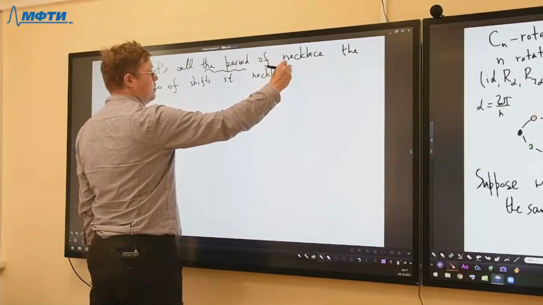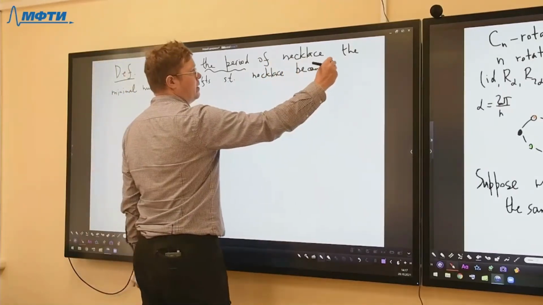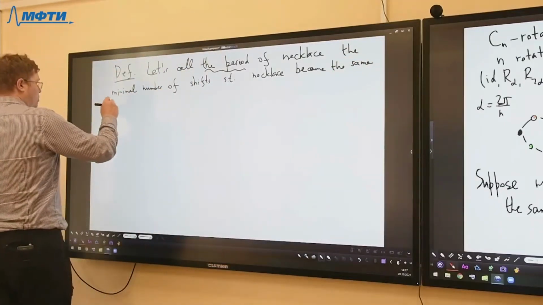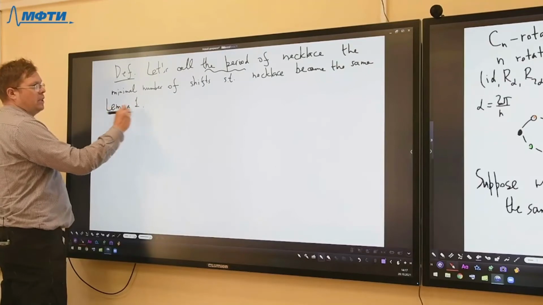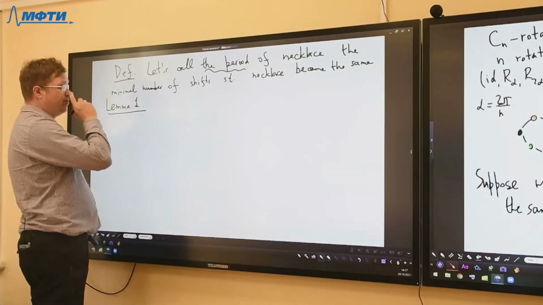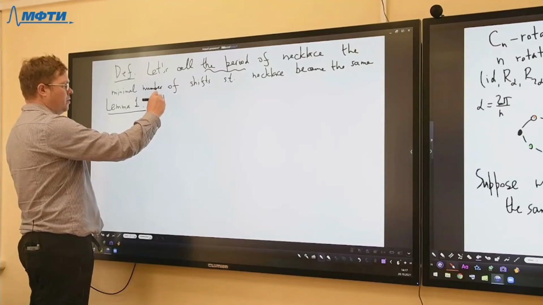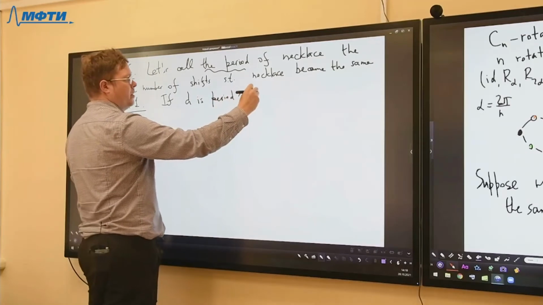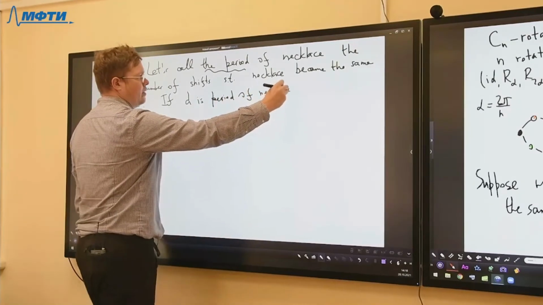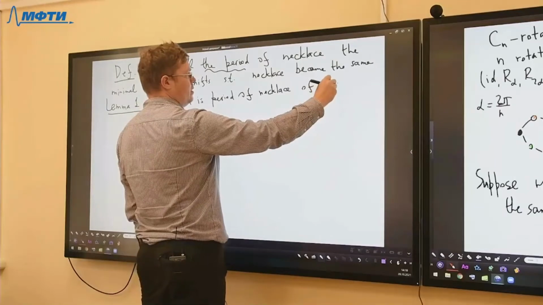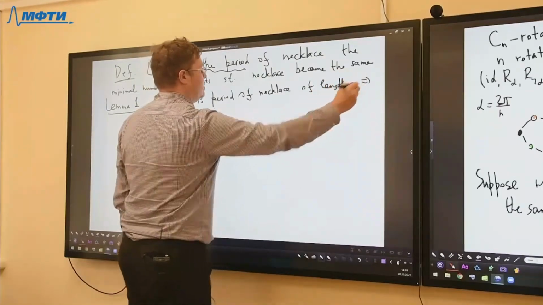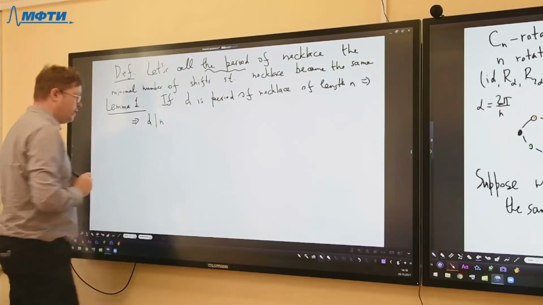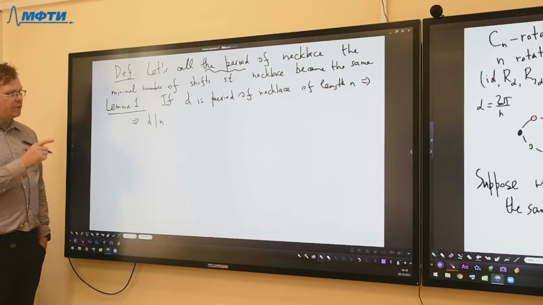Necklace became the same. Lemma: if there is a period d of a necklace of length n, then n is divisible by d. So d divides n.